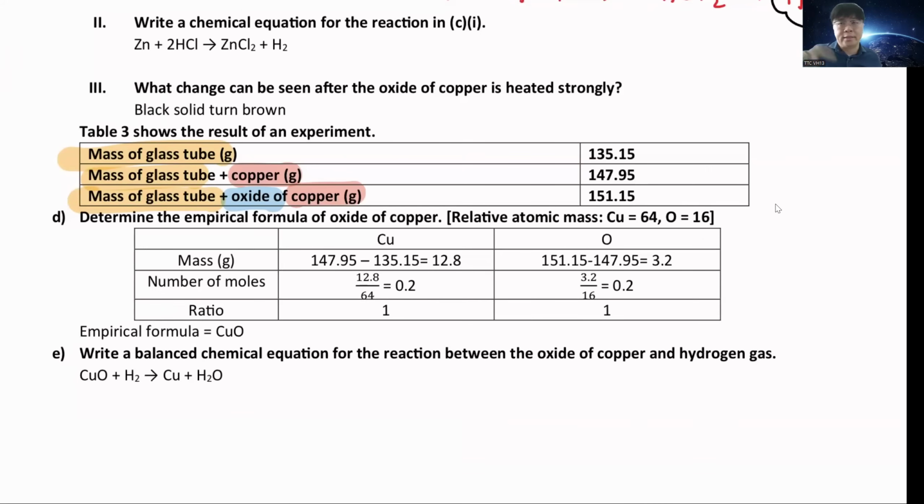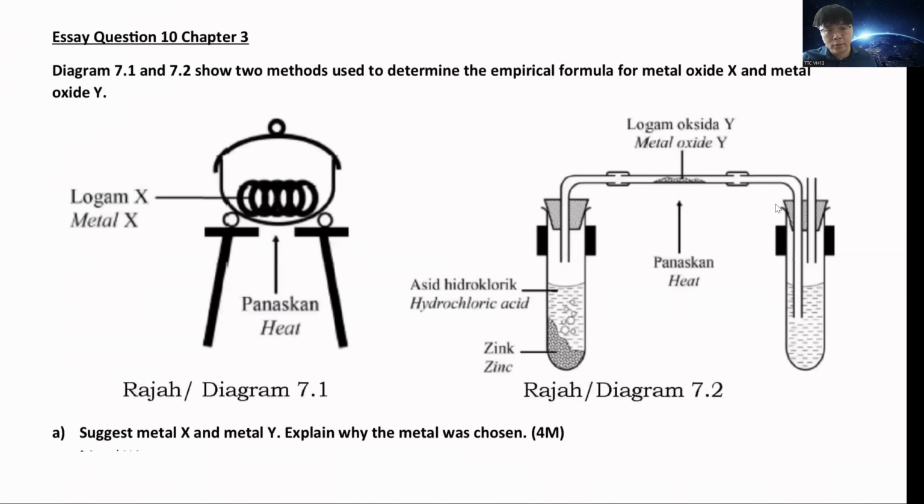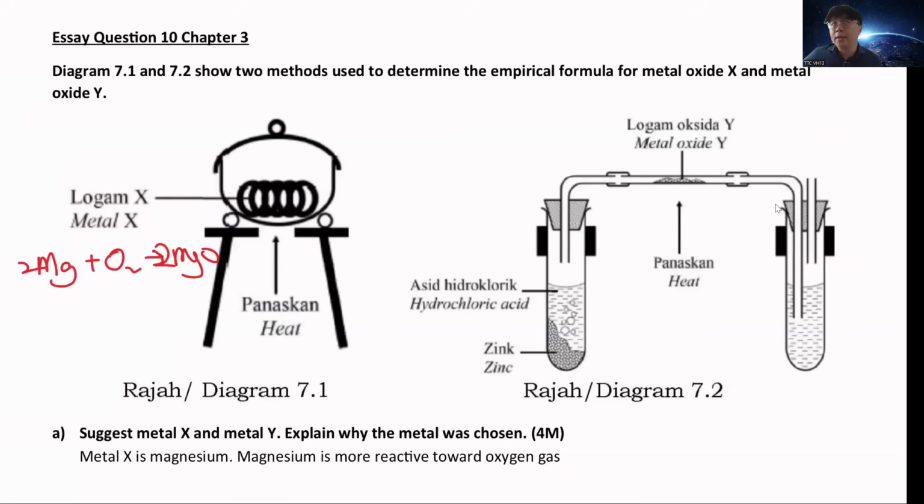Okay, why am I discussing copper? The experiment related to copper is coming out, and they might come out with a question like this. They'll give you unknowns. They ask you to suggest what is chemical X, what is chemical Y. So metal Y, who do you suggest? You suggest magnesium, because I just explained to you, magnesium burns with oxygen to become magnesium oxide. So why are you choosing magnesium? Because magnesium is reactive. It can react very fast with oxygen.